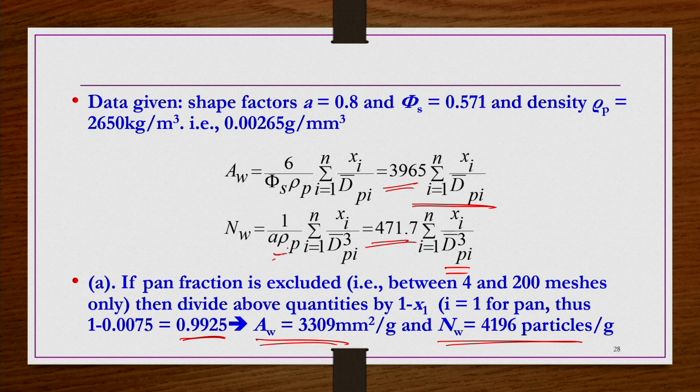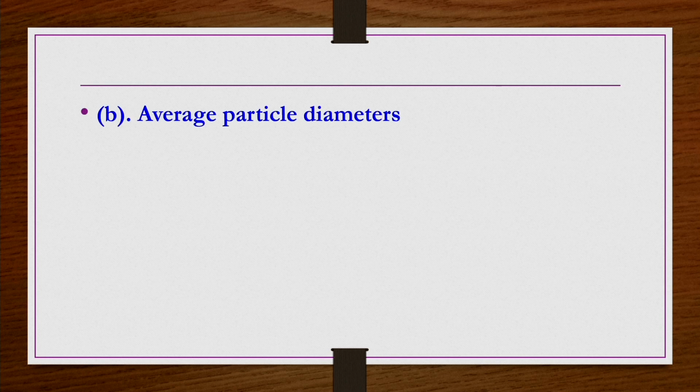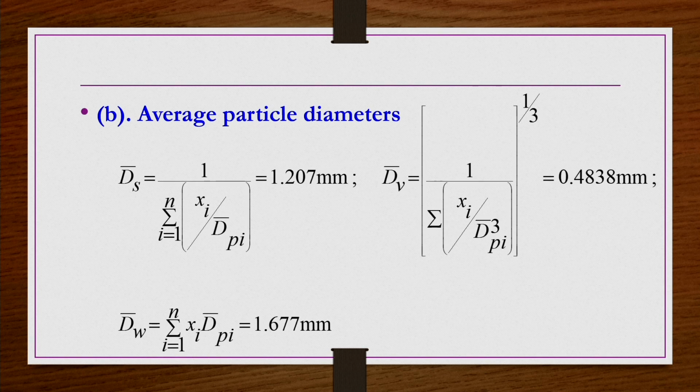Here, these densities etc. have been taken in gram per mm cube, because we want to report these values in mm square per gram. Also, in the question it is mentioned to report them in mm square per gram. Similarly, for the average particle diameter, ds bar is equal to 1 by sigma xi by dpi bar. For each row you obtain xi by dpi bar, add them together, and take the reciprocal of that. You get 1.207 mm.